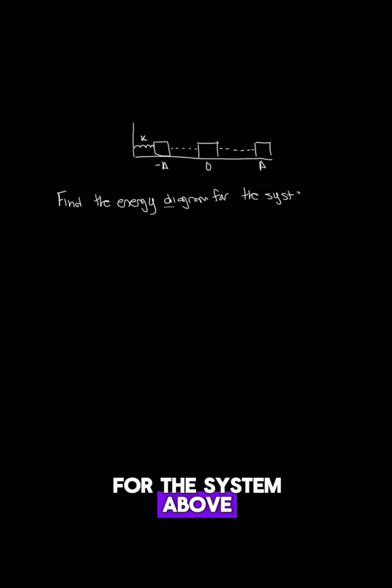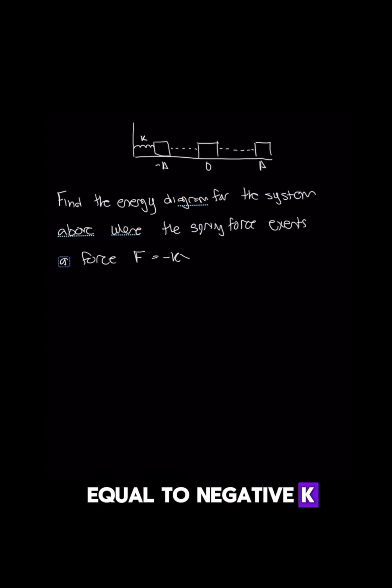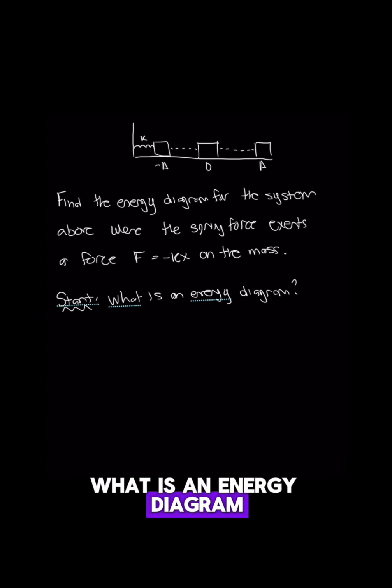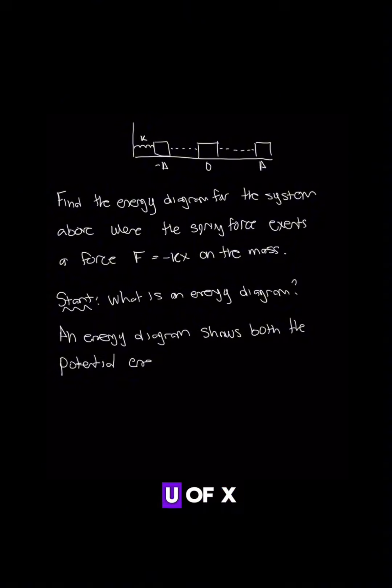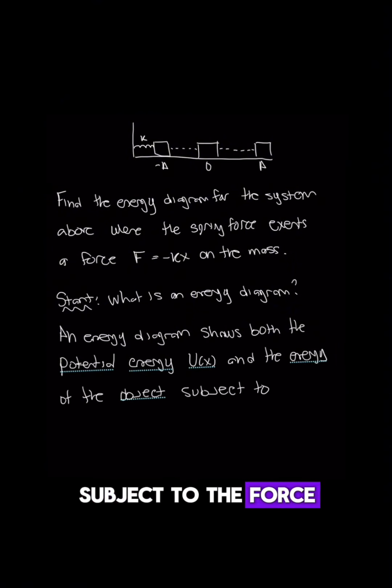So let's say you're given this diagram of a mass attached to a spring, and the question says, find the energy diagram for the system above, where the spring exerts a force of F equal to negative kx on the mass. To start, what is an energy diagram? An energy diagram shows both the potential energy, U of x, and the energy of the object subject to the force corresponding to U of x.